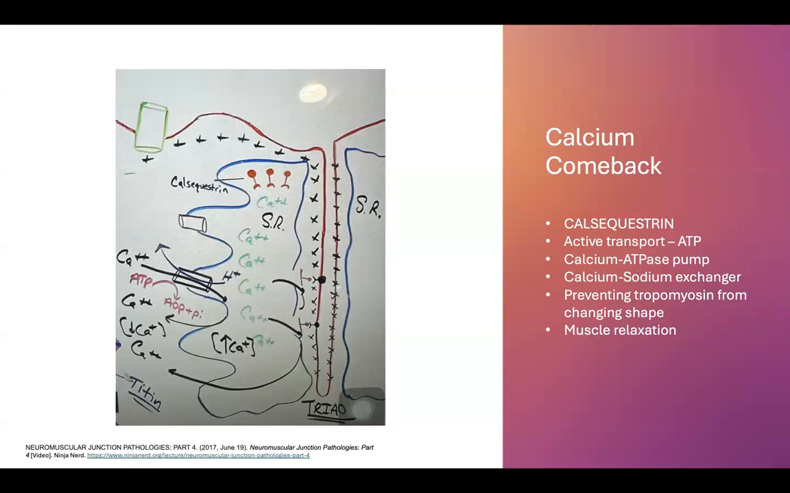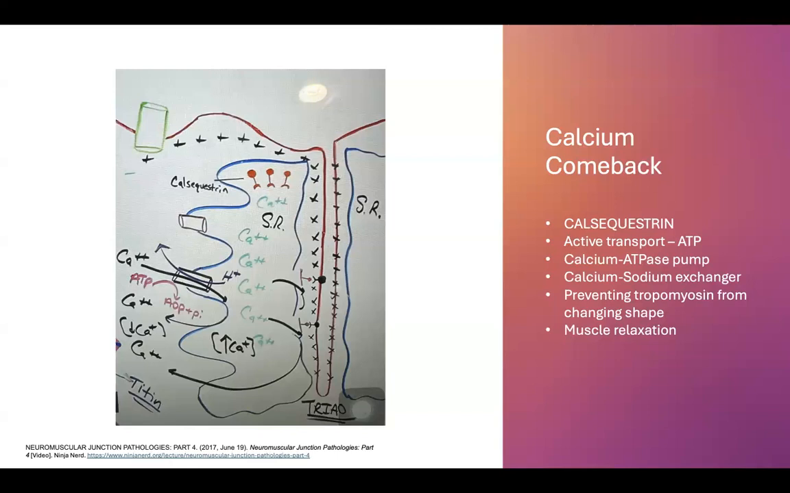So these two processes help with calcium moving back into the reticulum, which prevents calcium from binding to troponin, which changes the shape of tropomyosin, and this lets myosin attach to actin, causing contraction of muscles. But this prevention makes sure that muscles can relax.